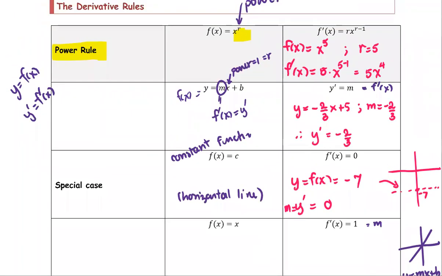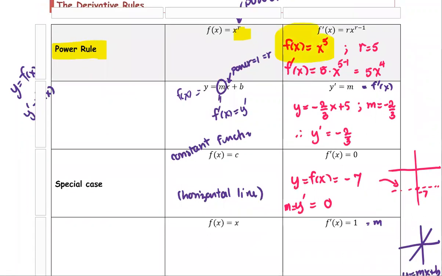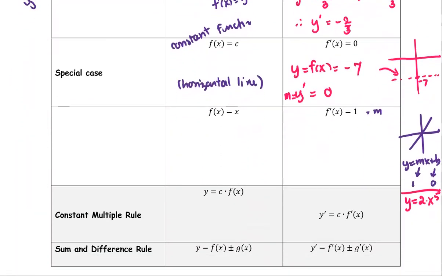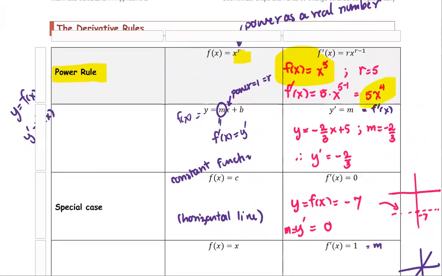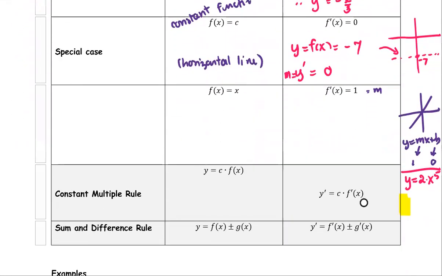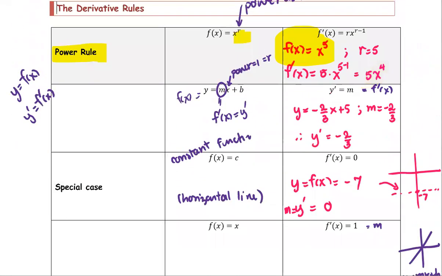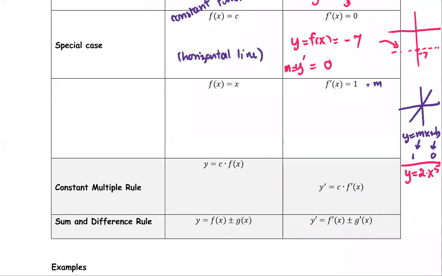We already used the example earlier. We know that the derivative of x to the fifth is 5x to the fourth. So the y prime is 2 as a coefficient, times the derivative of x to the fifth, which is 5x to the fourth. You just multiply 2 and 5 to simplify it further. So it becomes 10 times x to the fourth.